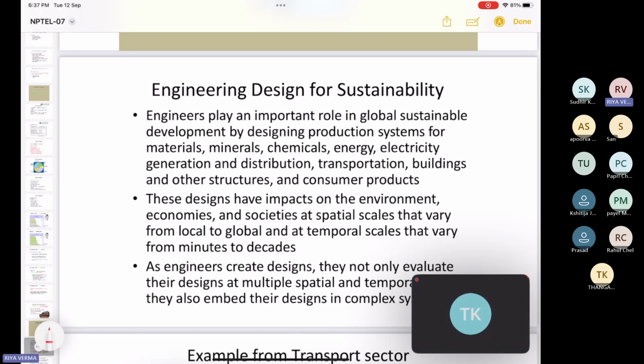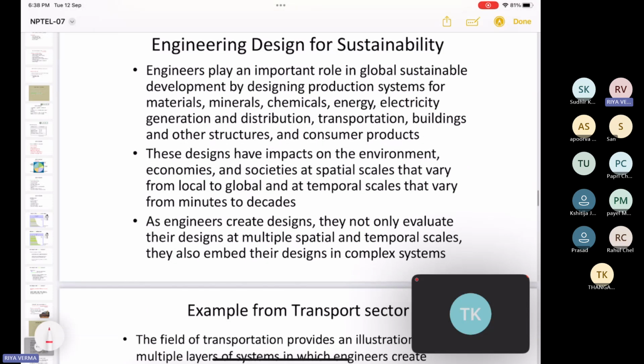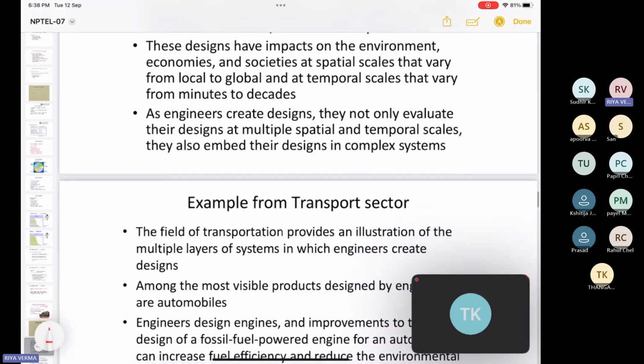So these designs have impacts on the environment, economies, and societies at spatial scales that vary from local to global, and at temporal scales that vary from minutes to decades. So as engineers create designs, they not only evaluate their designs at multiple spatial and temporal scales, they also embed their designs in complex systems.